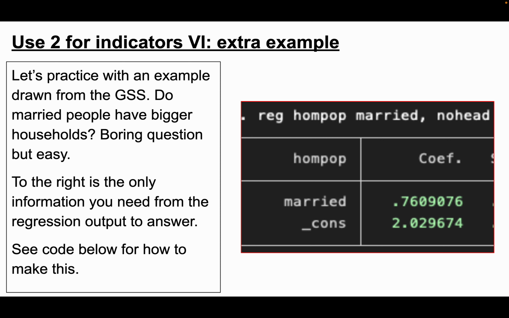So, does this give us evidence that married people have bigger households, where home pop is the size of the household?